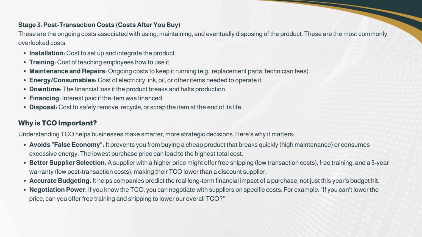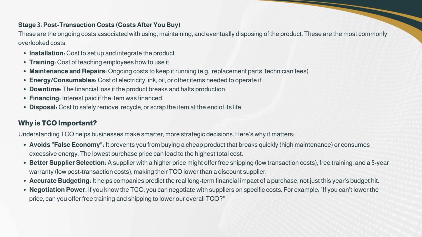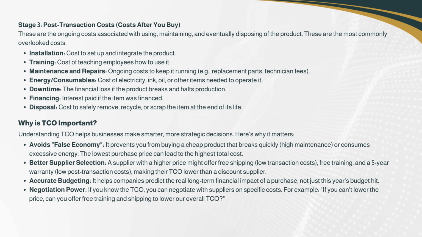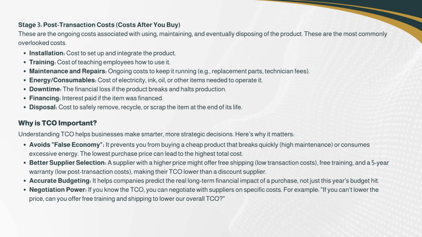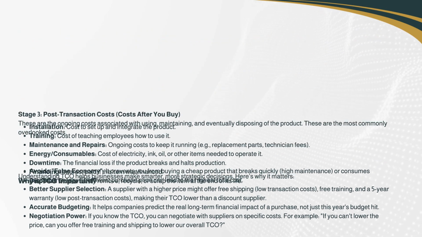Accurate budgeting. It helps companies predict the real long-term financial impact of a purchase, not just this year's budget hit. Negotiation power. If you know the TCO, you can negotiate with suppliers on specific costs. For example, if you can't lower the price, can you offer free training and shipping to lower our overall TCO?